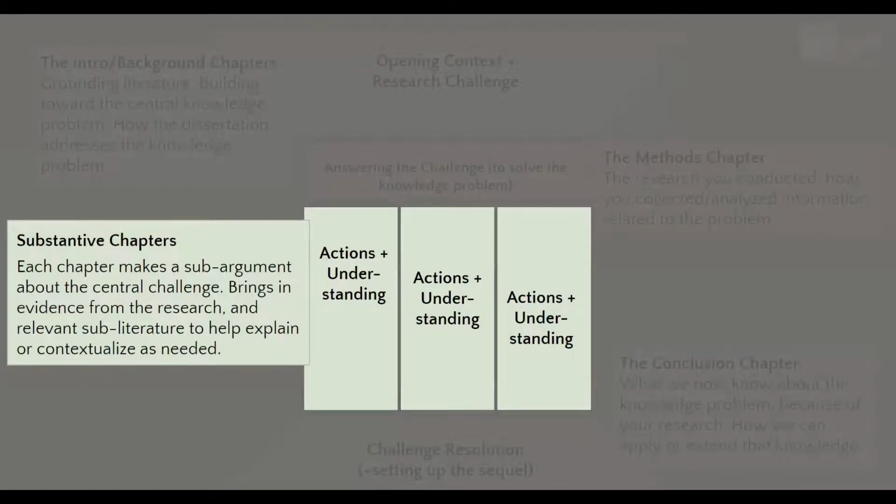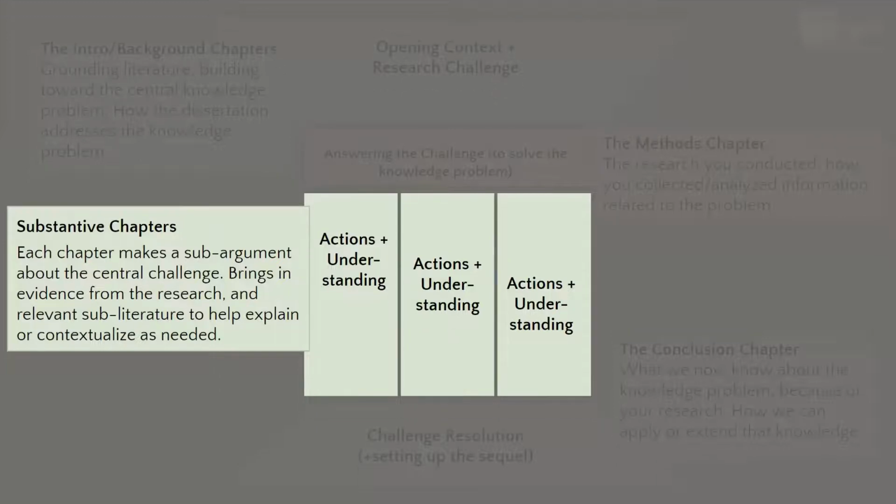So again, we'll talk more about substantive chapters in part 3, but the important thing to keep in mind with the substantive chapters is you might need additional literature, and you will certainly need evidence from your research in these chapters. Remember that each substantive chapter is making a sub-argument, and so you might need additional contextualizing literature for each of those sub-arguments. And if that's not in the intro chapter, that's okay. You can bring in meso-level literatures at this level.